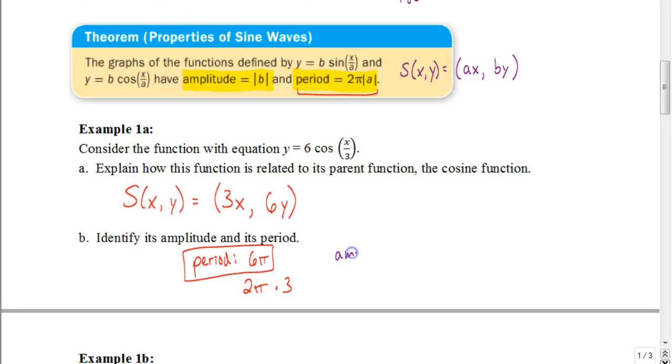The amplitude is always whatever b is. Well, b is the 6 here, so our amplitude is simply 6. So it has an amplitude of 6 and a period of 6 pi. And again, the reason the amplitude is 6 is that going from the center line up to the maximum value would be a distance of 6 units. Originally it was a distance of 1 unit, but it's stretching out to be 6 times larger. So now it's going to be a distance of 6.